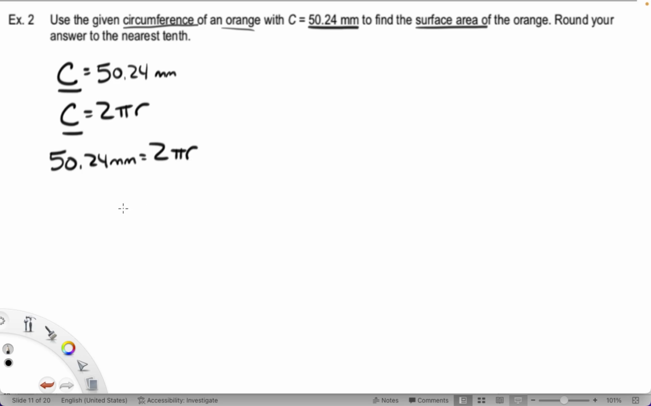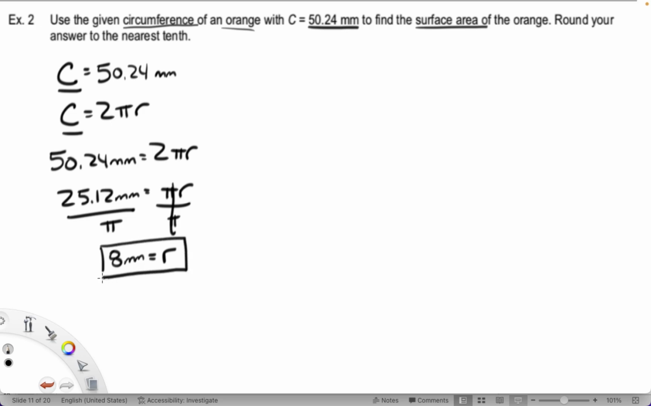If I divide both sides by 2, I would end up with pi r, and that would be 25.12. 25.12 millimeters equals pi r. If I divide both sides by pi, I end up with the fact that r equals 8 millimeters. So now I have my radius. Let's put that in red so we can see it. So the radius equals 8 millimeters.